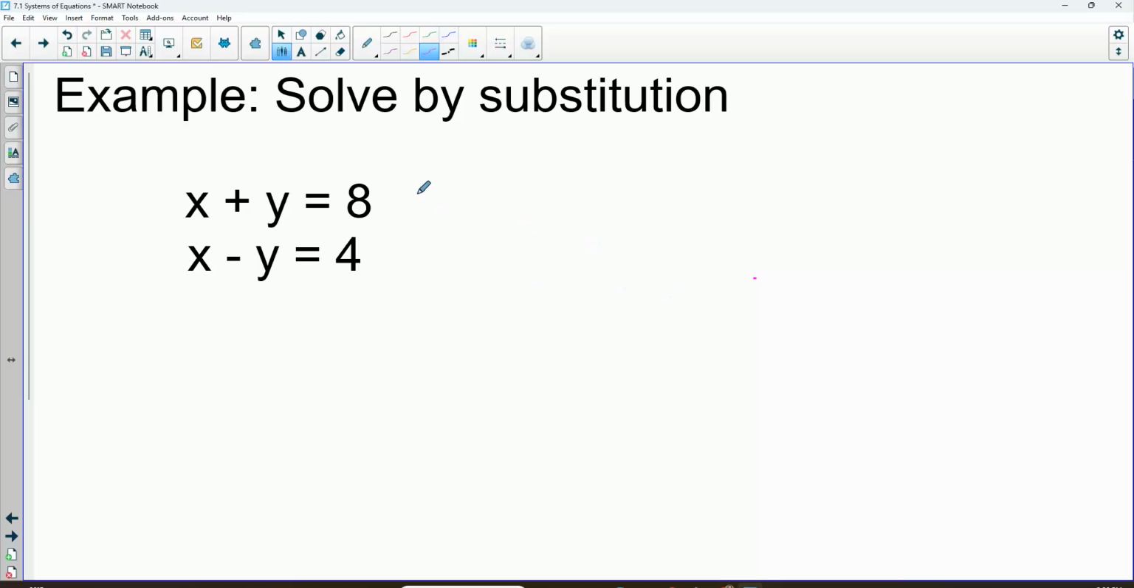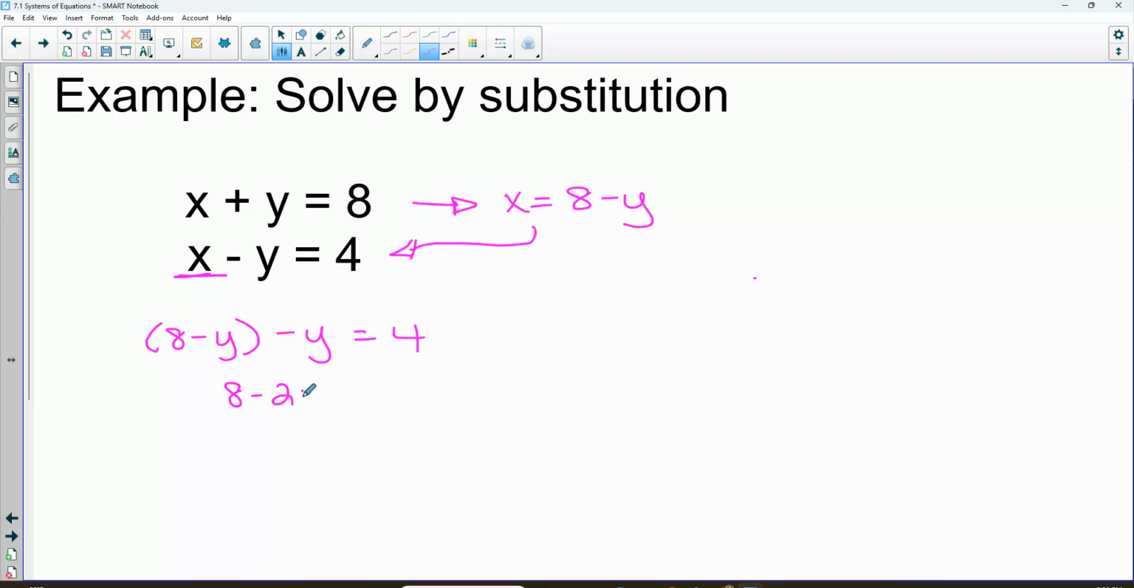Okay. So you pick one equation and solve for one variable. So she said subtract y. So x is just 8 minus y. So then I sub that into the second equation. So I'm going to replace my x. So my x is 8 minus y, minus y equals 4. Combine like terms. And y is 2.